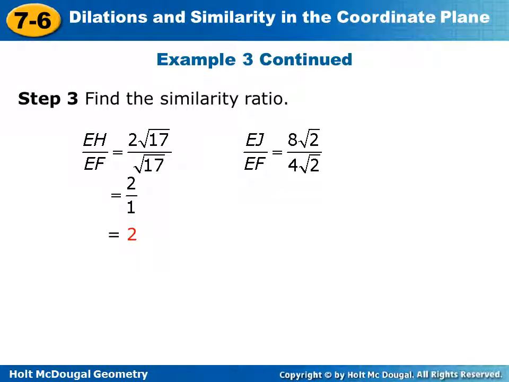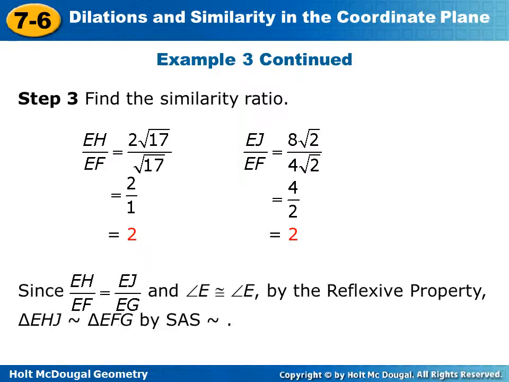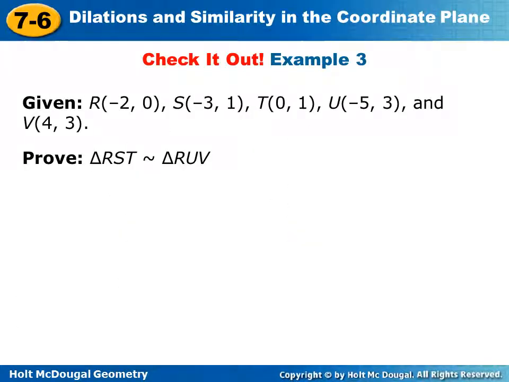EJ to EF is going to be 8 radical 2 over 4 radical 2, which reduces to 4/2. 8 over 4 is the same as 2. So they're both equal to 2. So they are similar triangles because the angles are all congruent, and therefore they have the same proportionality constant.